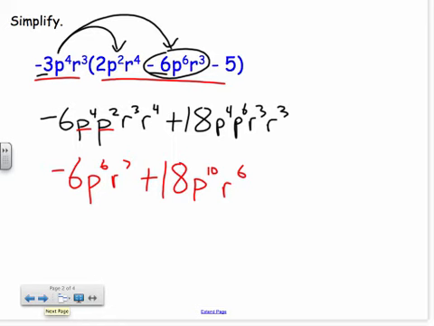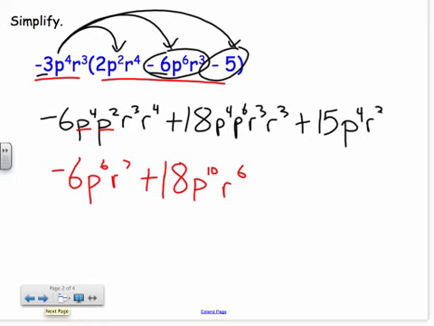Okay? And lastly, distribute it to the final term of that negative 5. So negative 3 times negative 5 gives me a positive 15. And then I don't have anything to multiply my p's and my r's with, so I just bring those with. P to the fourth, r to the third. And that is already simplified, so I just bring it down.